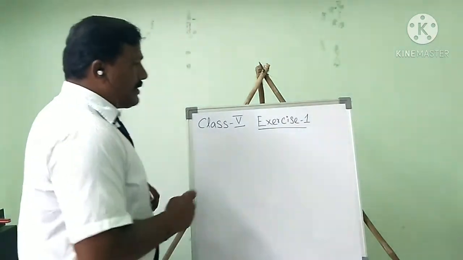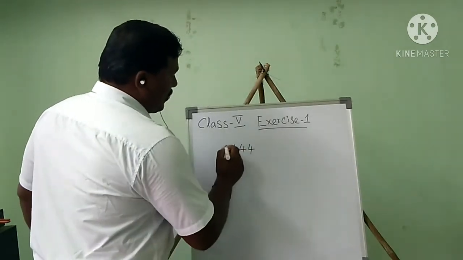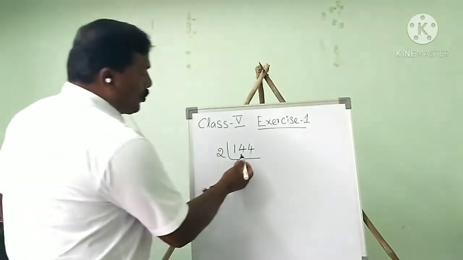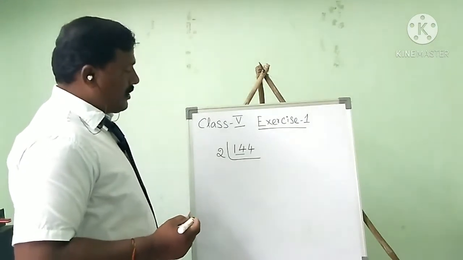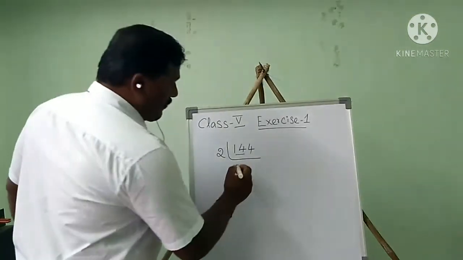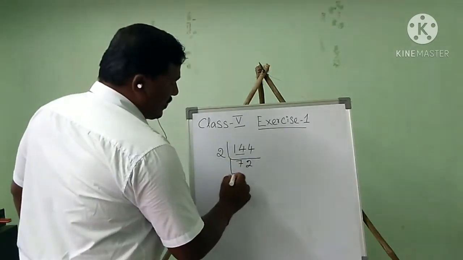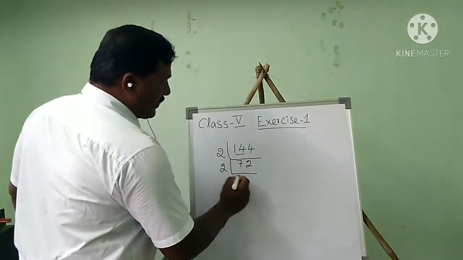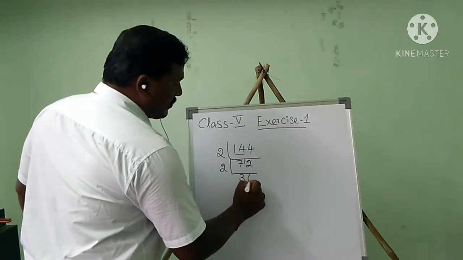Okay, so I have taken this number 144. So first I will divide by 2. First I will take these 2 digits. So 1 2 is 2, 2 2s are 4, 3 2s are 6, 4 2s are 8, 5 2s are 10, 6 2s are 12, 7 2s are 14. So 7 2s are 14. So 2 2s are 4. Okay. So again I will divide by 2. So 3 2s are 6, remainder 1, 6 2s are 12. So 36.